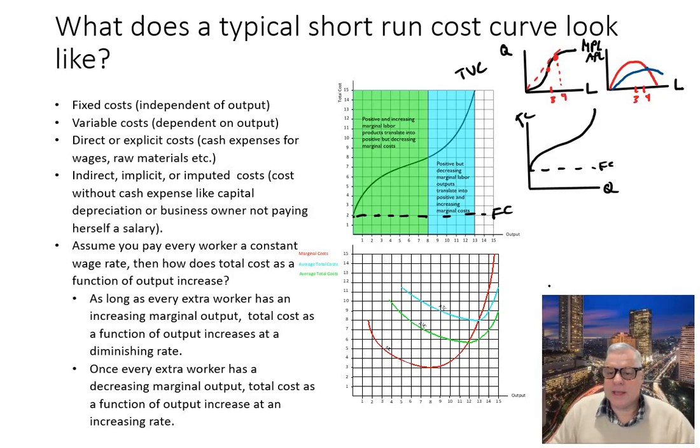Now we can also derive from here 3 important curves, namely the marginal cost, the average total cost and the average variable cost. Down here, the red function, this one here, that is the marginal cost.